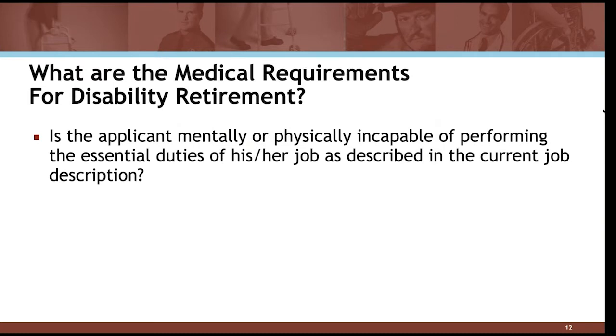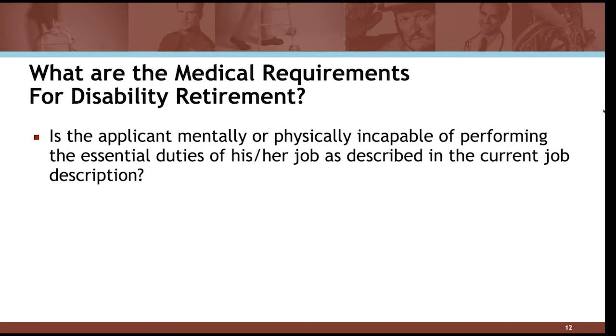So what are the medical requirements for disability retirement? Both the treating physician and a majority of the 3-member panel must find that the applicant is mentally or physically incapable of performing the essential duties of their position, and the incapacity is likely to be permanent.